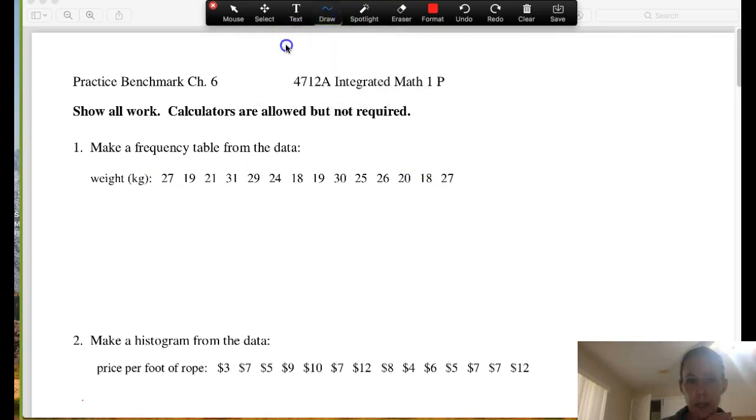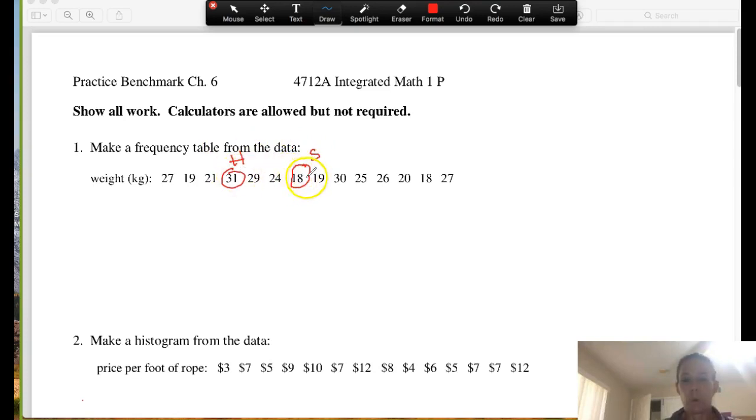So let's pick our smallest data point that we're going to start with. Let's first look at our smallest data point here, and it looks like it's going to be 18. 18 is our smallest, and then look through your data points and see what your largest data point is. It looks like 31 is our largest. So we're going to look at making a frequency table between 18 and 31.